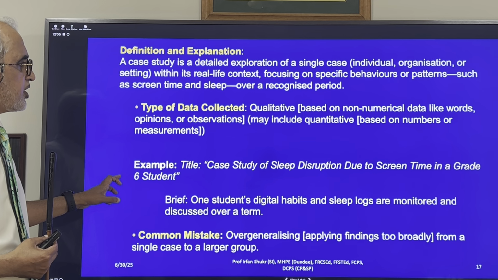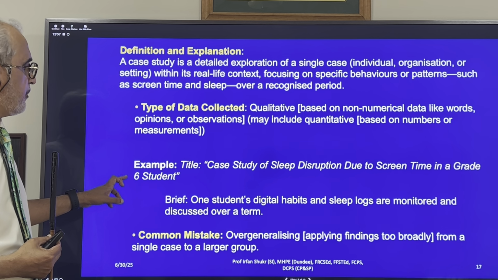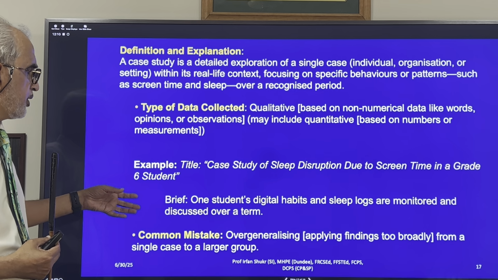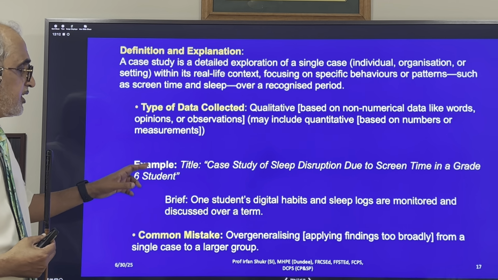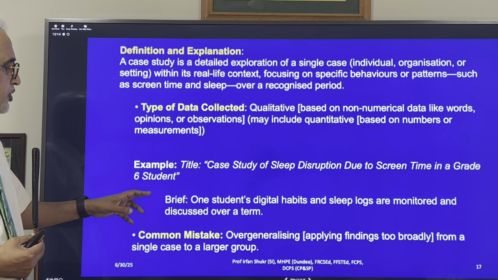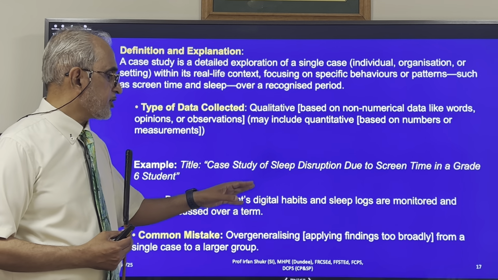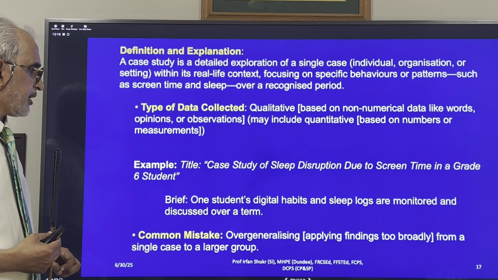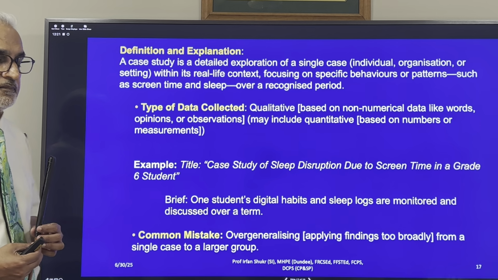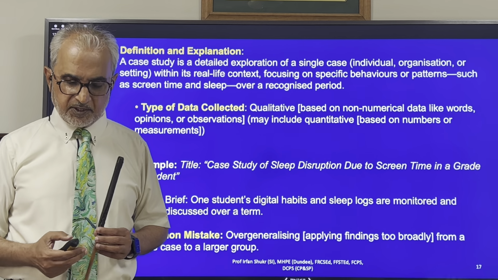Example: case study of sleep duration due to screen time in grade 6 students. It means one student's digital habits and sleep logs are monitored and discussed over a term. Common mistake: overgeneralization. That is the mistake which we see in it.